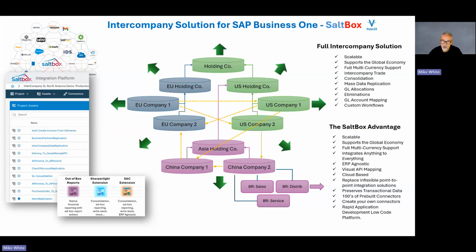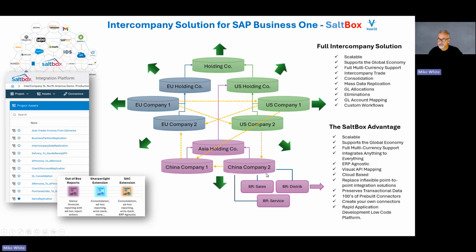Welcome. Today we're going to take a look at the intercompany solution from Vision 33. What I really like about this solution is that it's simple yet extremely powerful. There's really no limitation from a scalability perspective. So you could have a holding company that might feed other holding companies. You could have companies in foreign countries, and also branches are fully supported.